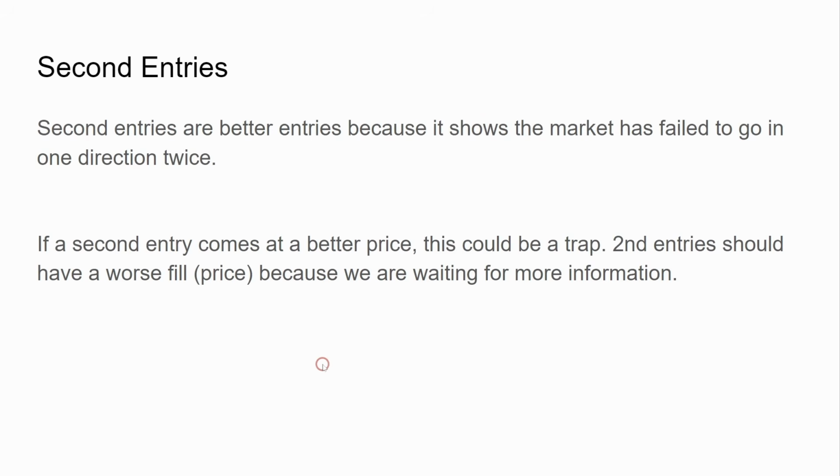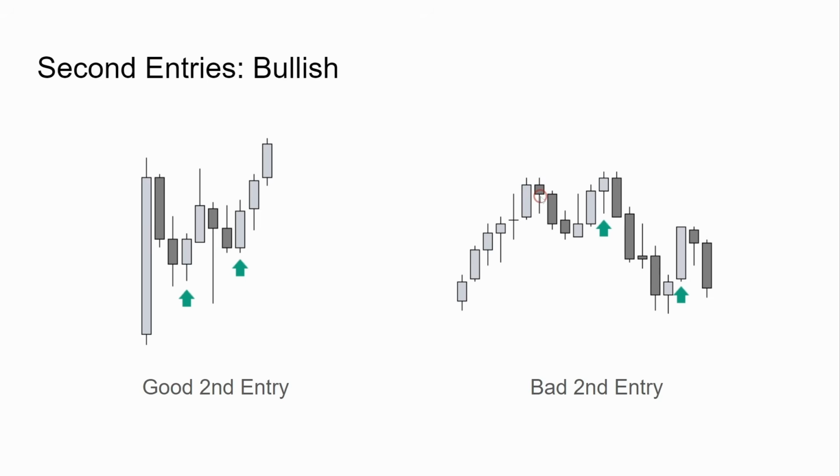Second entries. Second entries are better entries because it shows the market has failed to go in one direction twice. If a second entry comes at a better price, this could be a trap. Second entry should have a worse fill because we are waiting for information. This is really cool and it's helped me save a lot of money and find better trades.